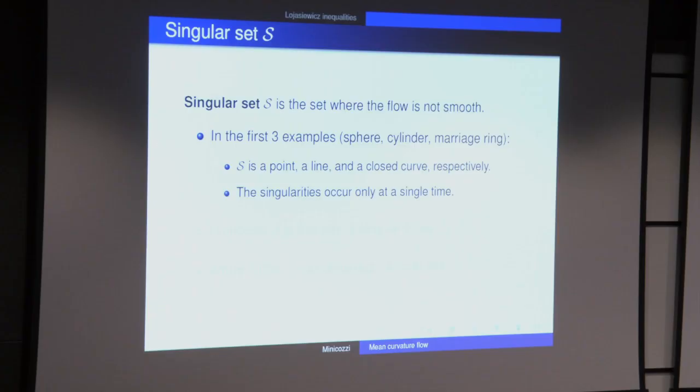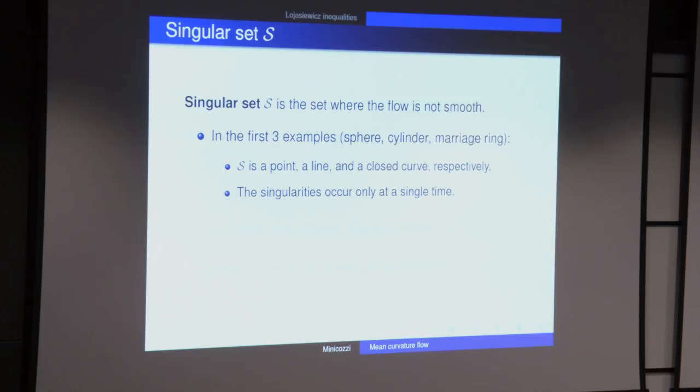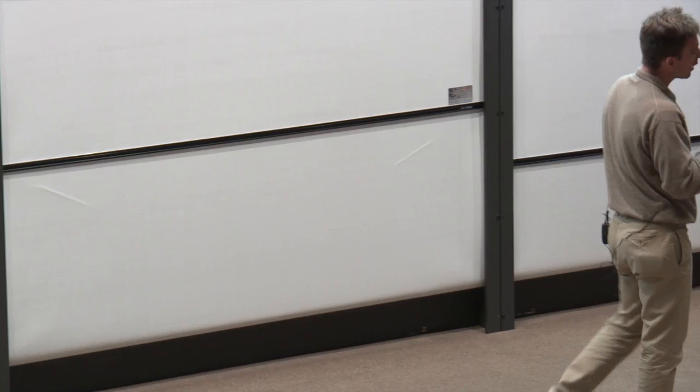We've touched on this a bit, but there's this idea of a singular set. So for these flows, if you start with a smooth hypersurface, then for some short time, everything remains completely smooth. And it smooths things out. This is a heat equation. But eventually, the nonlinearities take over and the singularities develop. So if you look at the set of points in space and time where the flow is not smooth, we'll call this the singular set.